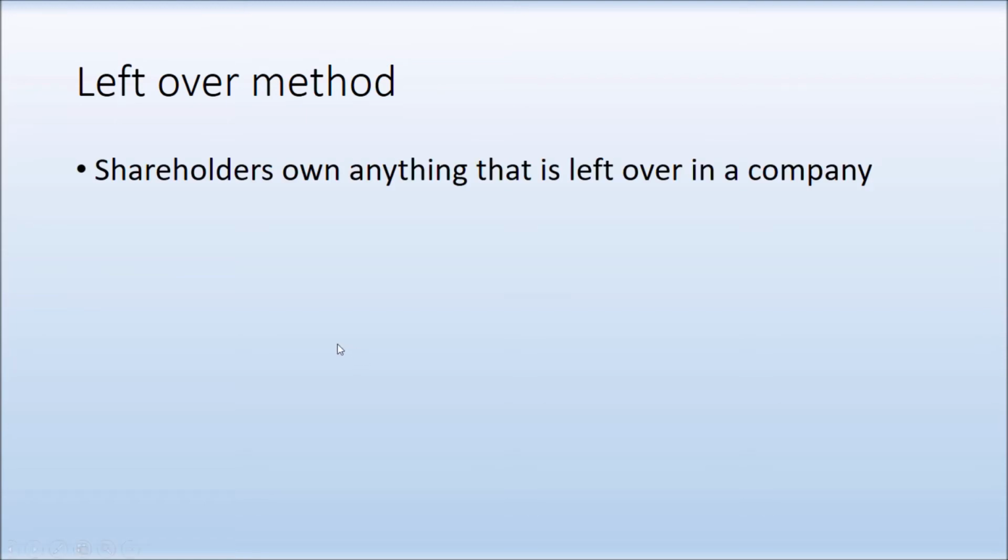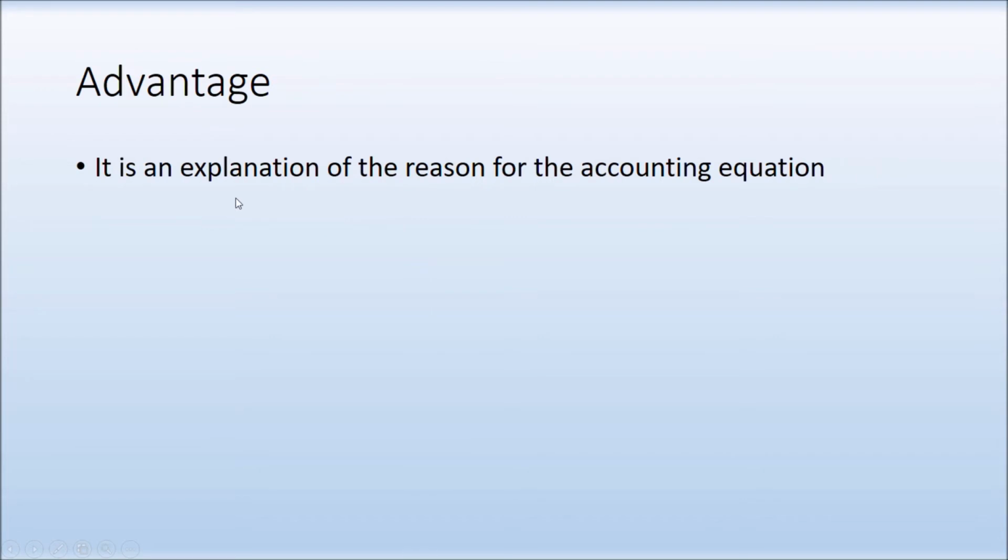In the leftover method, we start from the point of view of the shareholder, and the shareholders own anything that's left over in the company. So they start with assets. Whatever the company's got in its assets, we take off any liabilities, and whatever's left over goes to the shareholders. So it's an explanation of the reason for the accounting equation. That's its one big advantage.